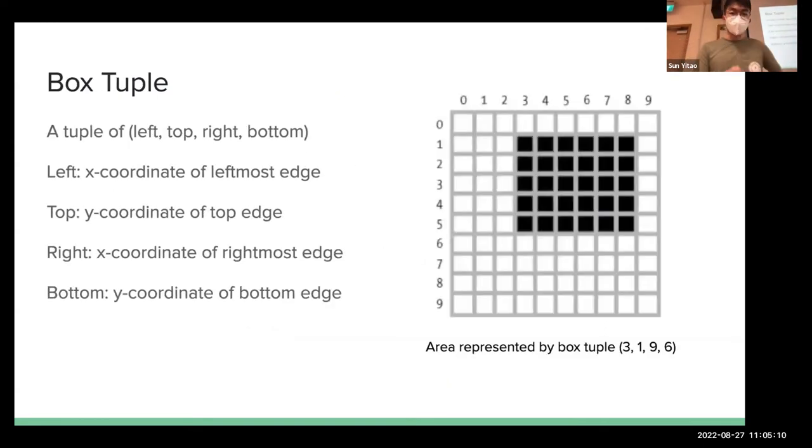Okay, so the box tuple. I think this is specific to Pillow, but if you're working in some other library and you want to specify an area of the image, maybe it's some other notation. But for Pillow, you specify the left edge, the top edge, the right edge, and the bottom edge. From this example, this box will be represented by 3, 1, the top edge, and 9, and 6. Okay, going to the demo.